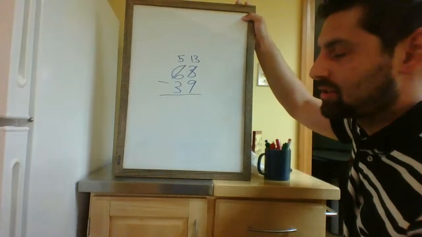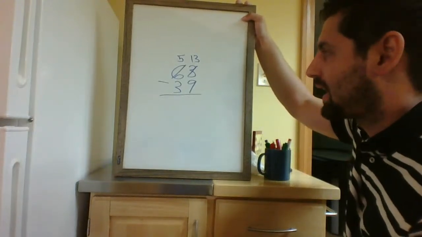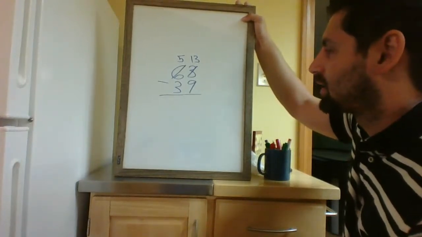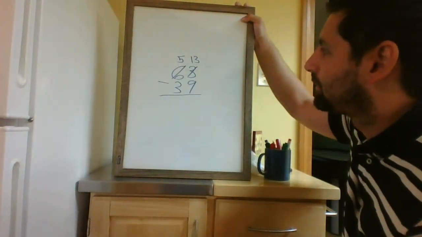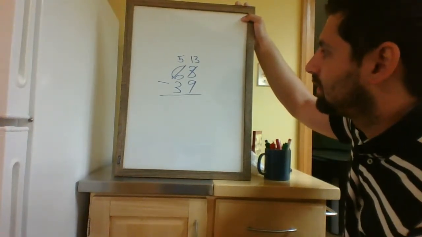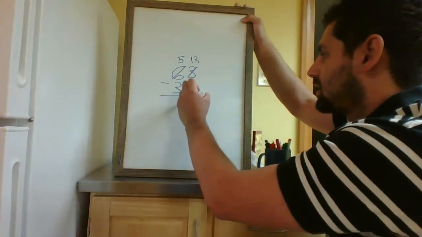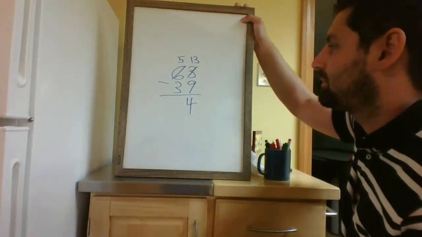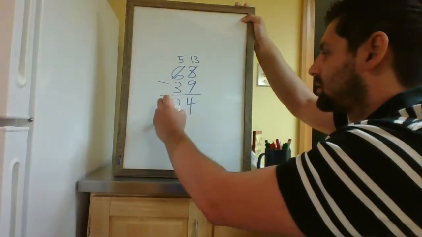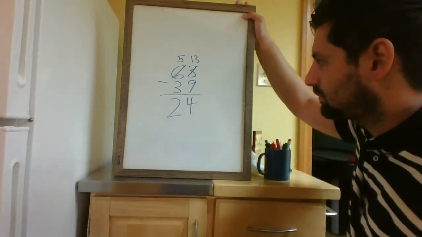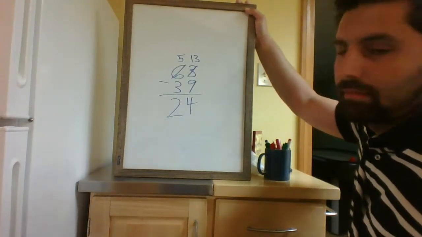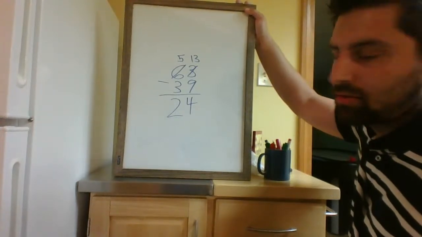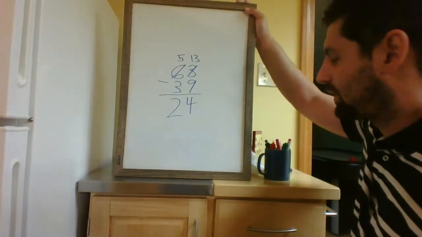If adding 10 is tripping you up, and you can't say in your head what 3 plus 10 is, just cross the number out and rewrite it with a 1 in front of it. It'll always get you there. All right. 13 minus 9 equals 4. 5 minus 3 equals 2. And we have our answer. 63 minus 39 equals 24.